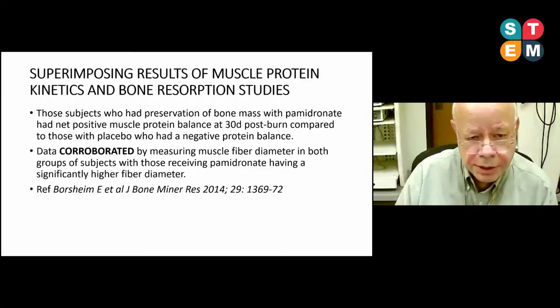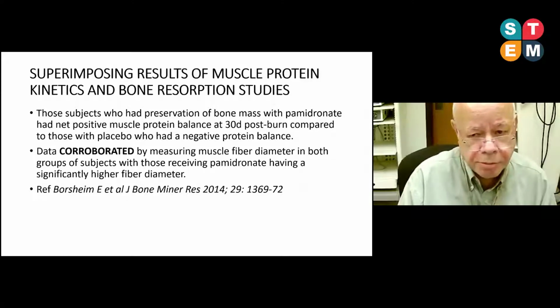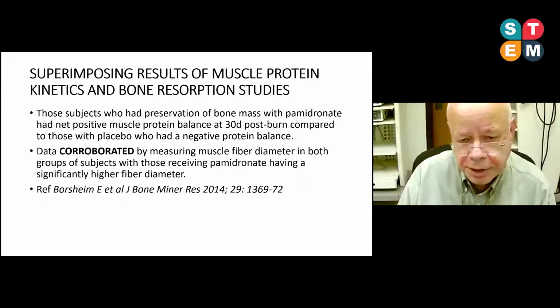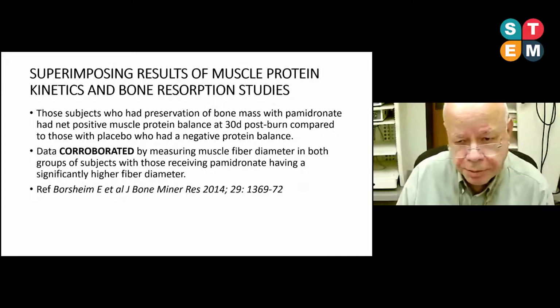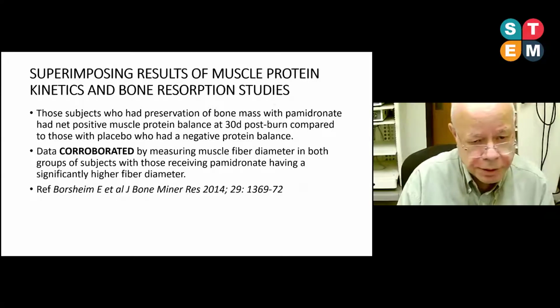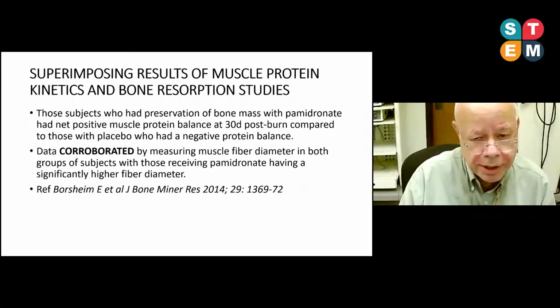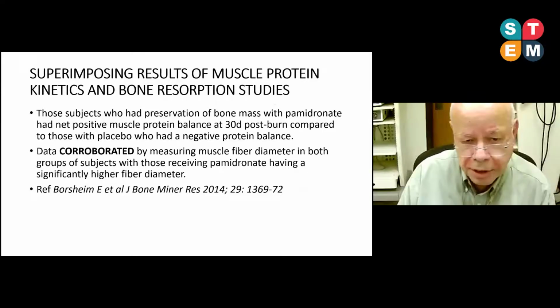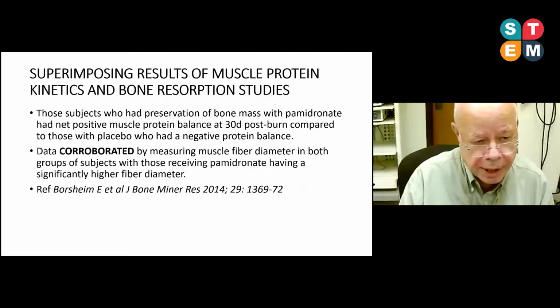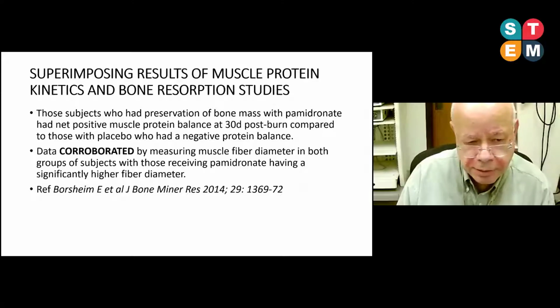So these subjects who had preservation of bone mass with pamidronate had net positive muscle protein balance at 30 days post-burn, compared to those with placebo who had negative protein balance. These data had been corroborated by measuring muscle fiber diameter in both groups of subjects, with those receiving pamidronate having a significantly higher fiber diameter.